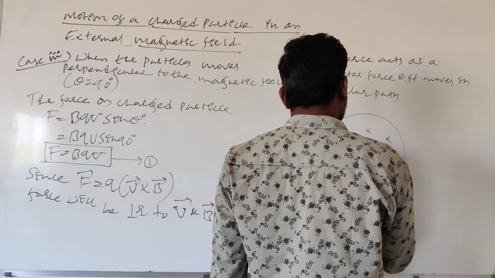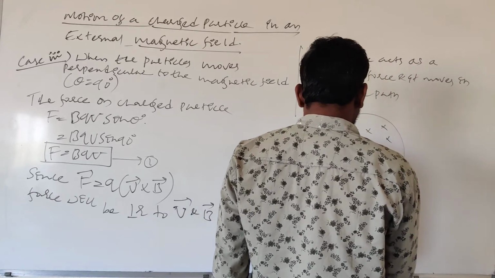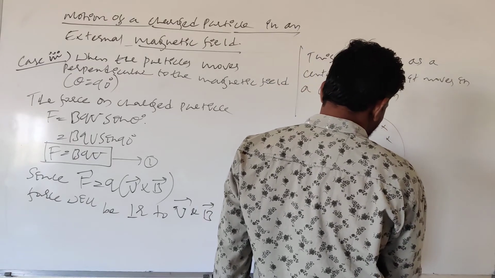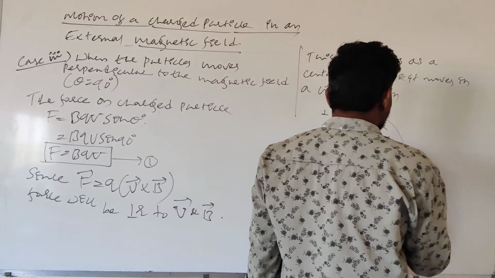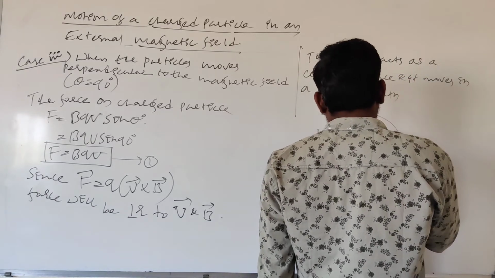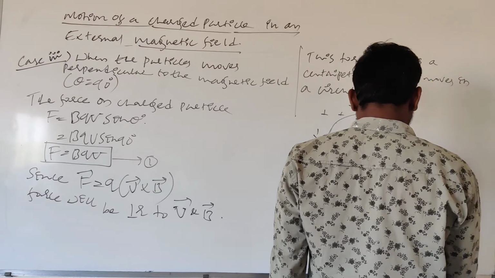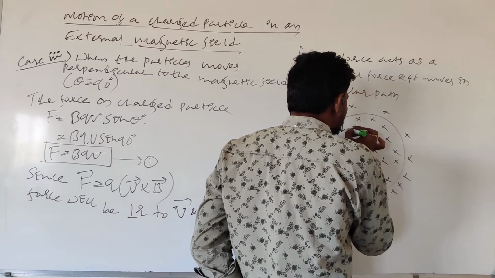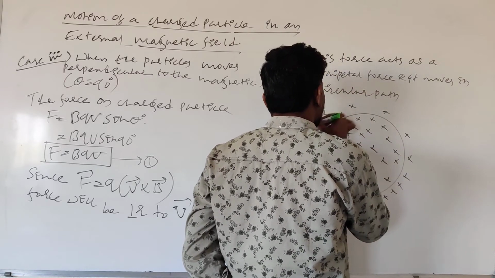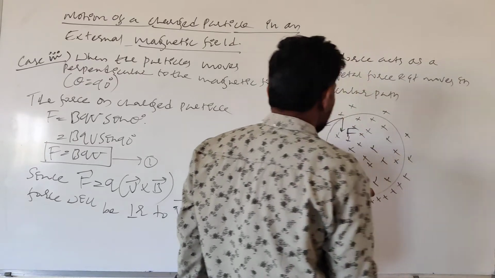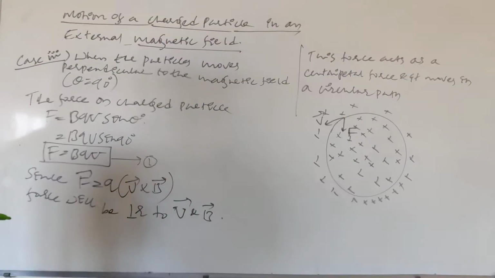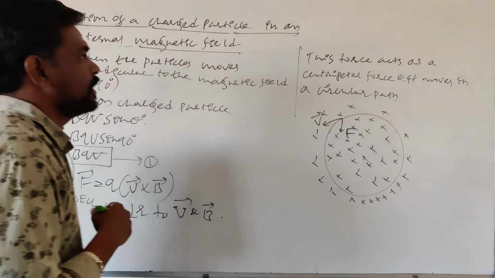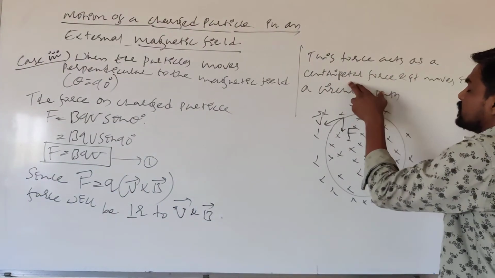Cross in a circle. Which type of magnetic field? That is inward. Right? See here, this is the force, this is the velocity, and the magnetic field is also there. So this force acts as a centripetal force.